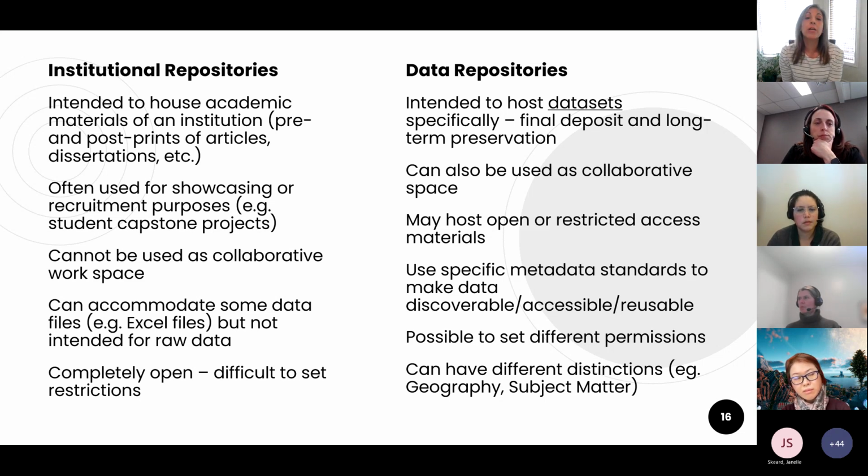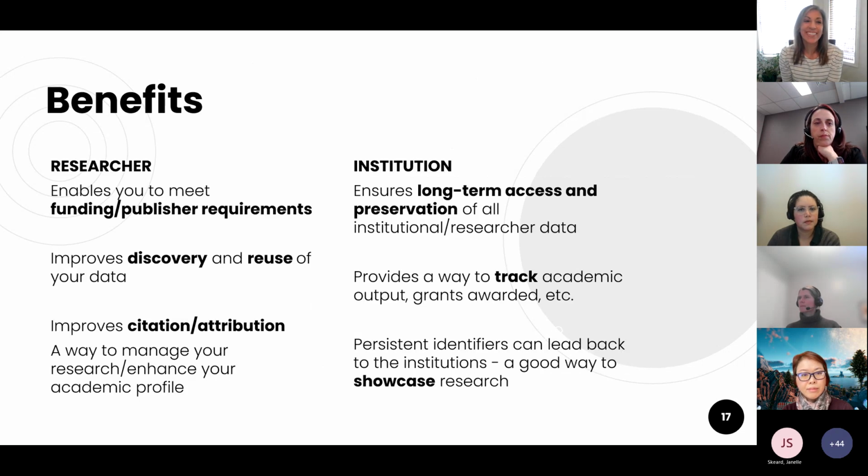So moving on to data repositories, they're intended to specifically host data sets, ideally for final deposit and long-term preservation, and they can be used as collaborative space. They may host open or restricted access materials, and they use specific metadata standards to make that data discoverable, accessible, and reusable. It's possible to set different permissions in a data repository. We're going to show you that today. And they can have different distinctions, for instance, geography or subject matter. Moving on.